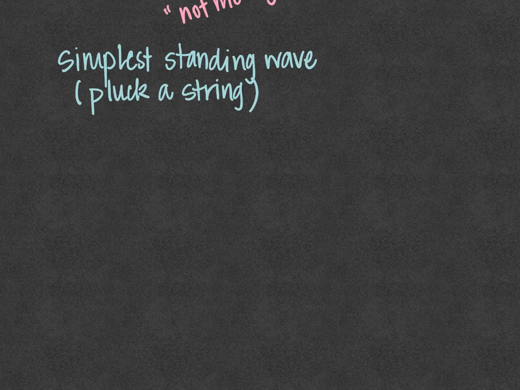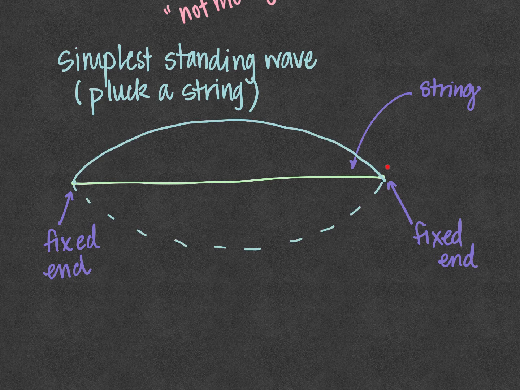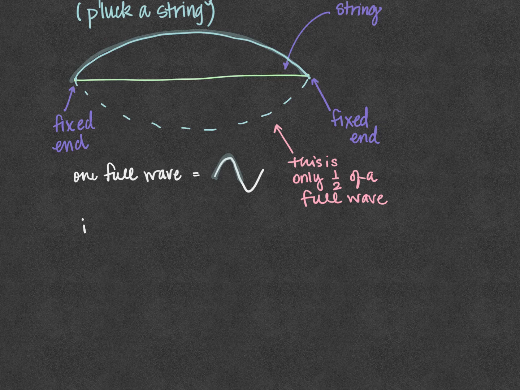The simplest standing wave would be if you plucked a string. So here's a string fixed on both ends. And this would be the vibration. We would see up or down. And if one full wave looks like this, then there's only this half of the wave in our string at any time. And if v equals f lambda, the frequency times the wavelength, and the wavelength is part of the length of the string, the frequency will be speed over wavelength.